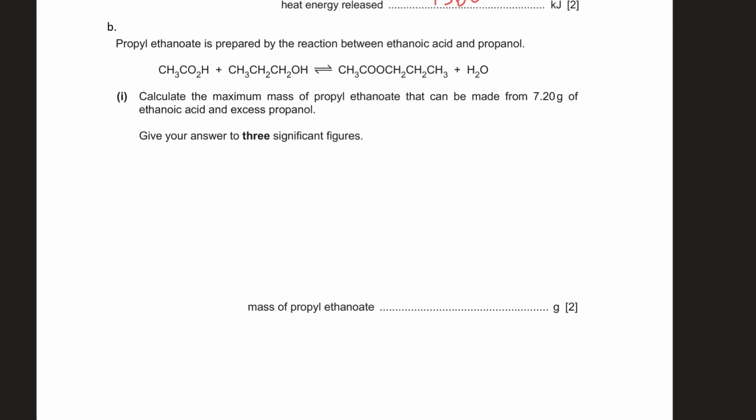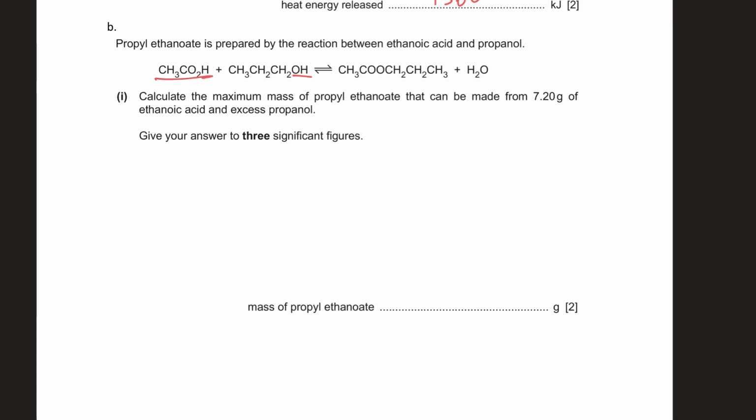Propyl ethanoate is prepared by reaction between ethanoic acid and propanol. Now, even if you haven't studied organic chemistry, don't worry about it, because the compounds and their properties are not being tested here. You're being asked to use the moles concept. So that's perfectly fine. Now, what are the 2 things that are important here? The acid part, which has this H at the end, identifying that it's acid. This OH tells me clearly that this is not acid, in this context at least.